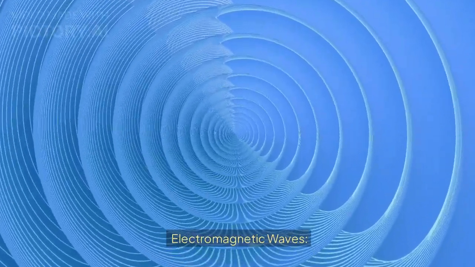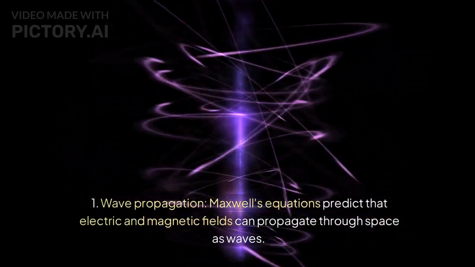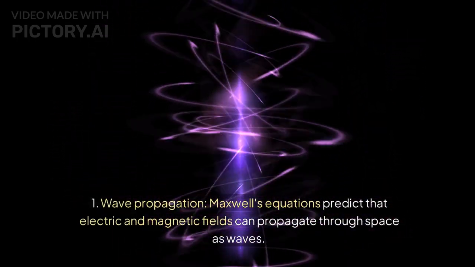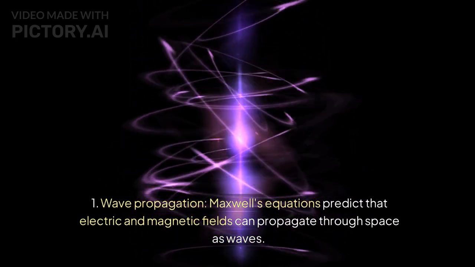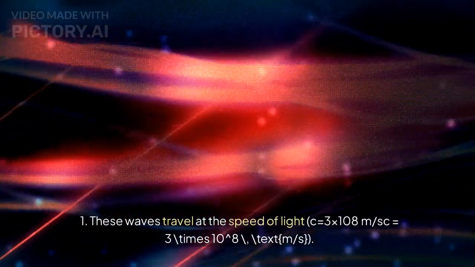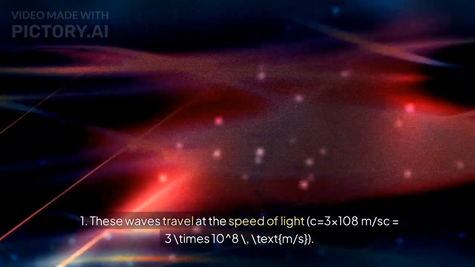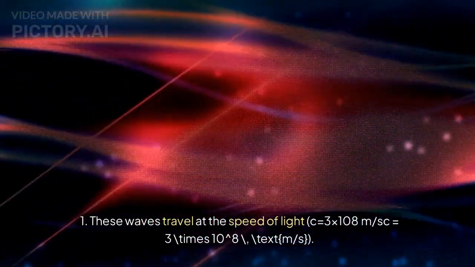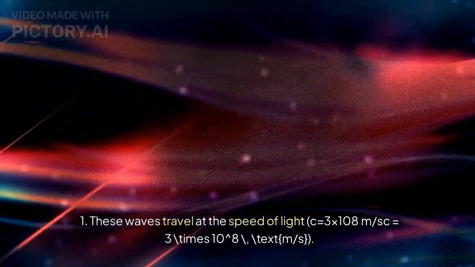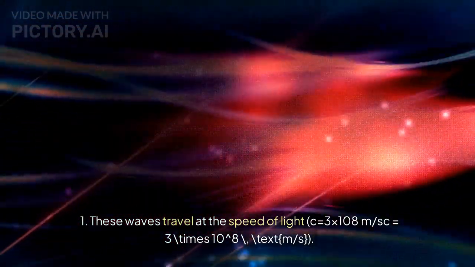Electromagnetic waves. 1. Wave propagation. Maxwell's equations predict that electric and magnetic fields can propagate through space as waves. These waves travel at the speed of light, c = 3 × 10^8 meters per second.